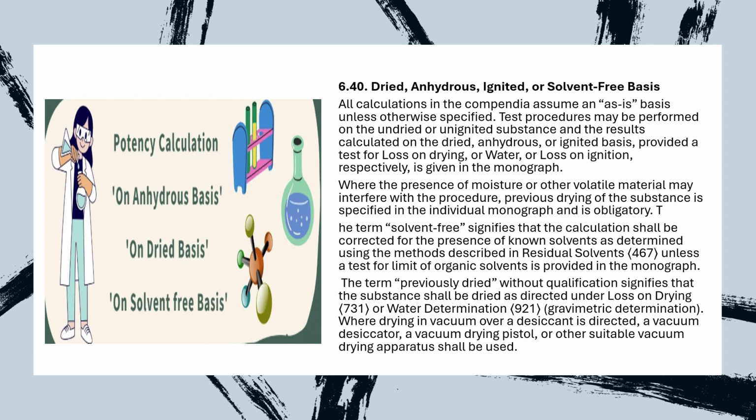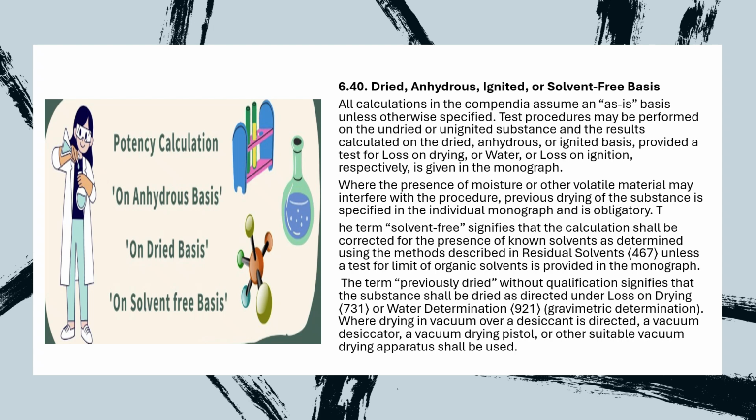And again, when moisture or volatile materials may affect the test, prior drying is mandatory as specified in the monograph. The term solvent free means results must be corrected for known solvent as per USP chapter 467 unless otherwise stated. The term previously dried indicates drying according to USP chapter 731 or 921 using appropriate drying equipment. That means 731 is for loss on drying and 921 is for water determination, right?